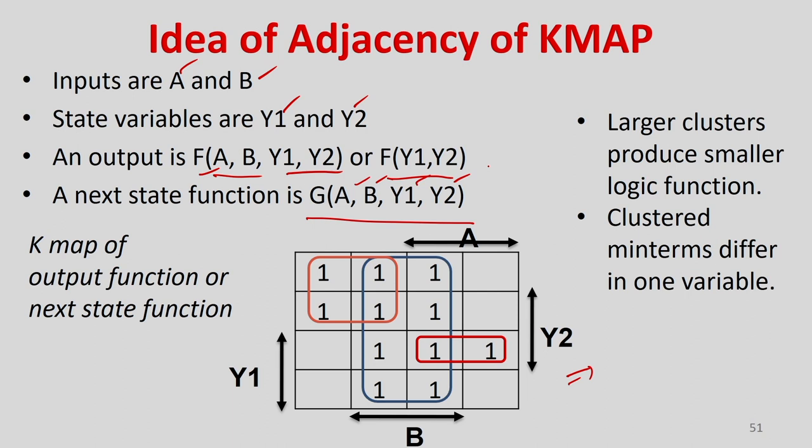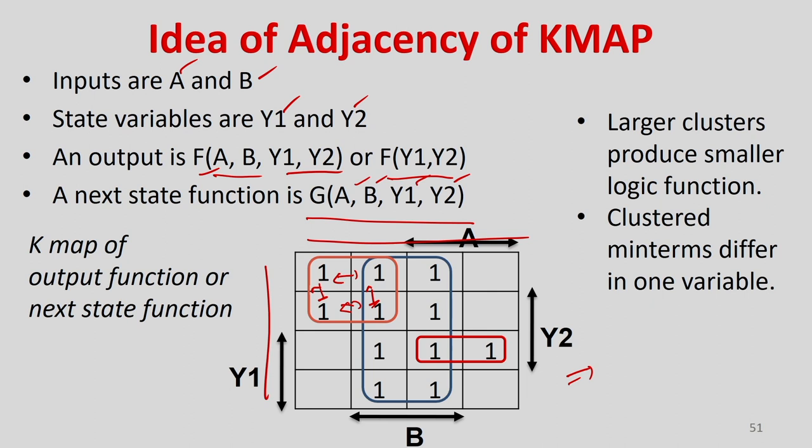So, how will we represent this in the K map? Suppose we take A B and y1 y2. Because of adjacency, if the Hamming distance is low, they get grouped. These two get grouped because of Hamming distance 1, and likewise these pairs. So adjacency in the K map table means they have Hamming distance 1.